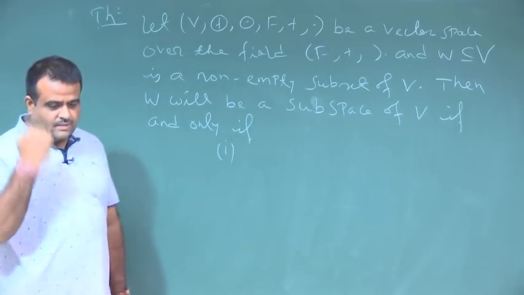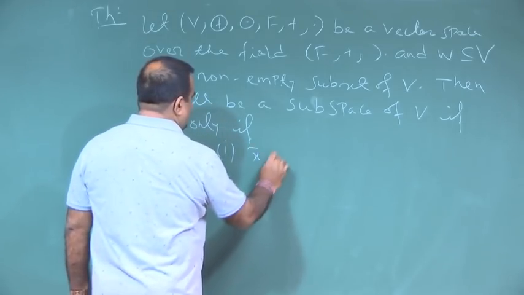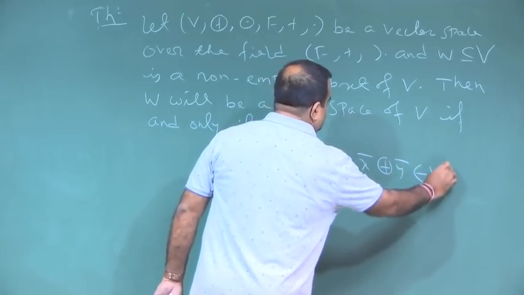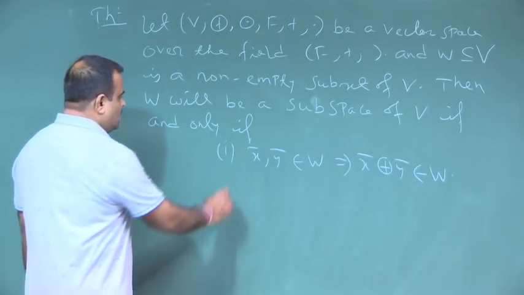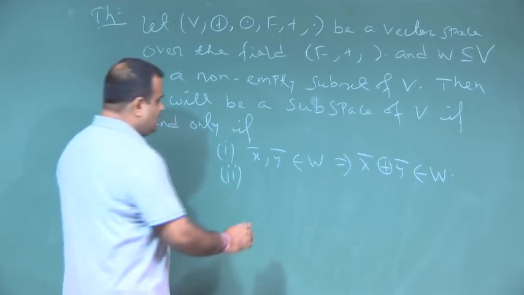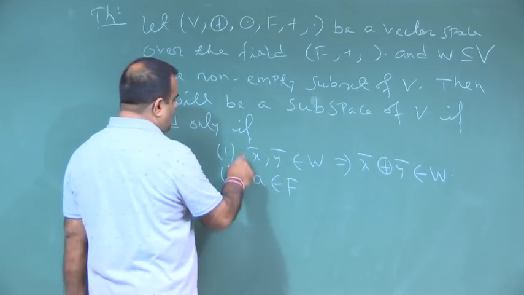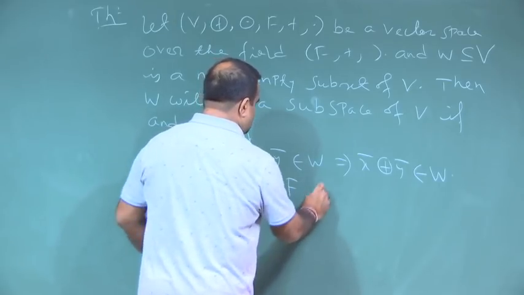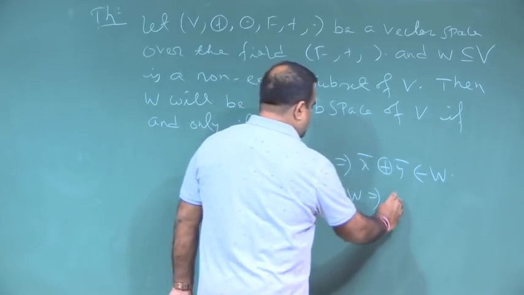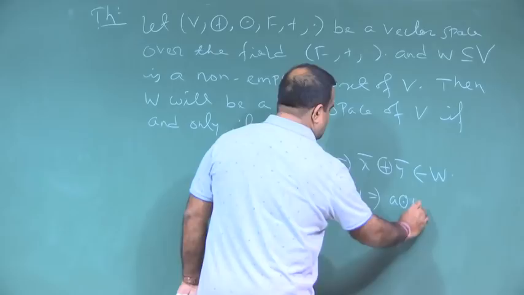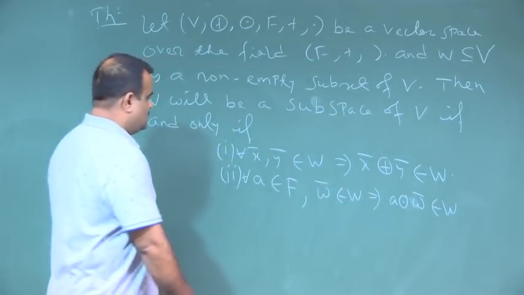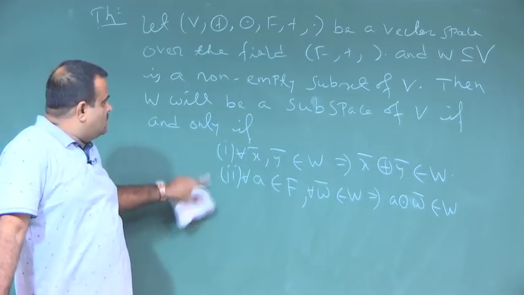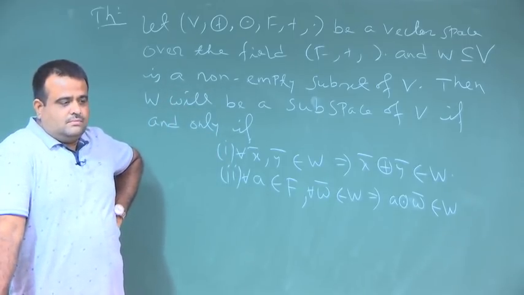One is with the plus: if we take any two vectors x, y belonging to W, then x plus y belongs to W. And if we take a scalar A, then A times x belongs to W, for all A in F and all x in W. If this property is satisfied, it is the necessary and sufficient condition for a non-empty subset to be a vector space.